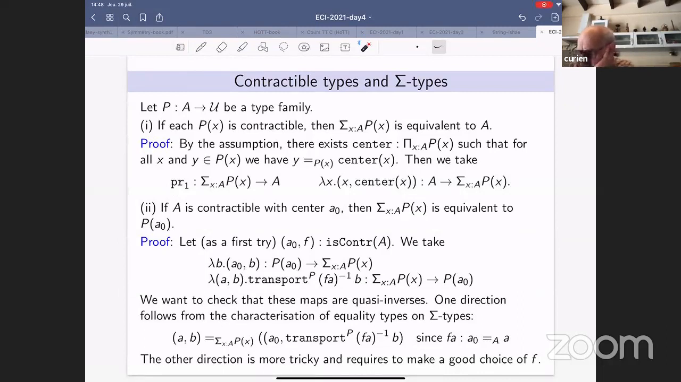It's an interesting property of contractible types with respect to sigma types. So if you have a family of types, and if you consider the sigma types, then there are two interesting situations. Either you know that each of the P x is contractible, in which case the sigma type reduces to A. And I gave you an intuitive explanation: each P of x reduces to a point, so that above each point you have just one point.